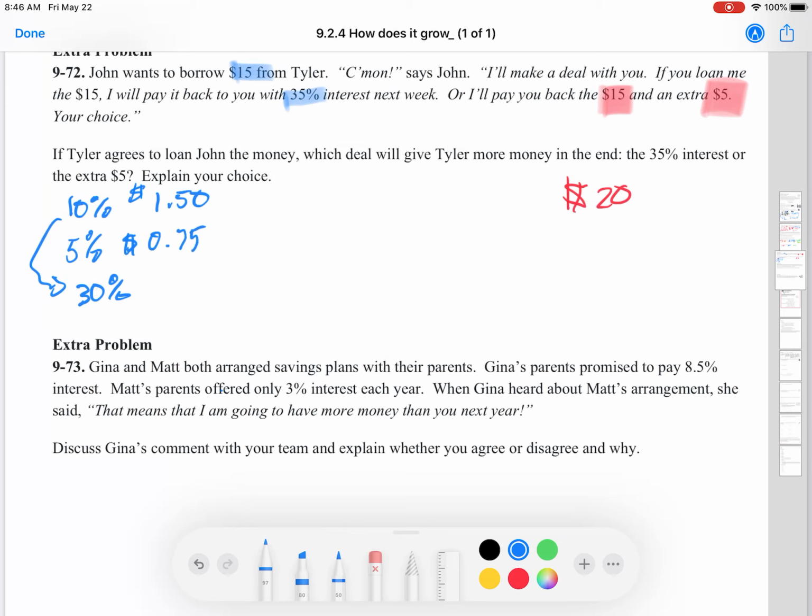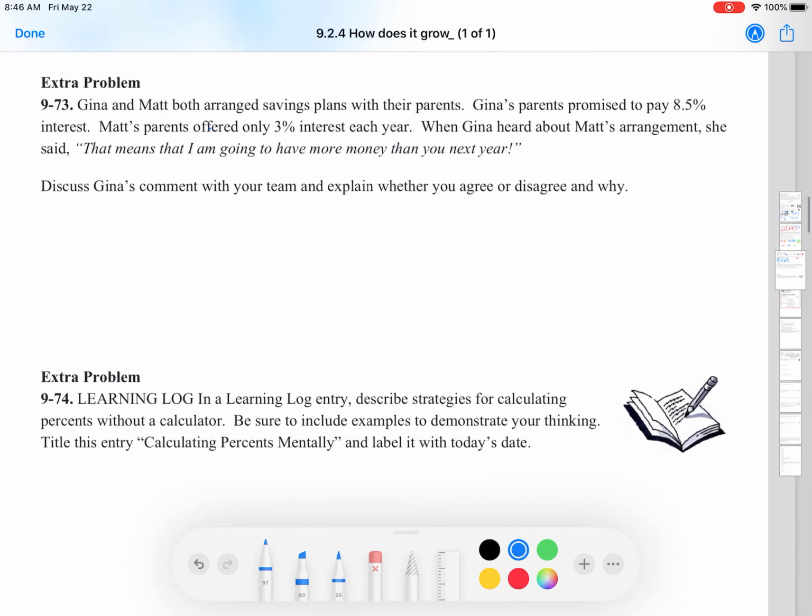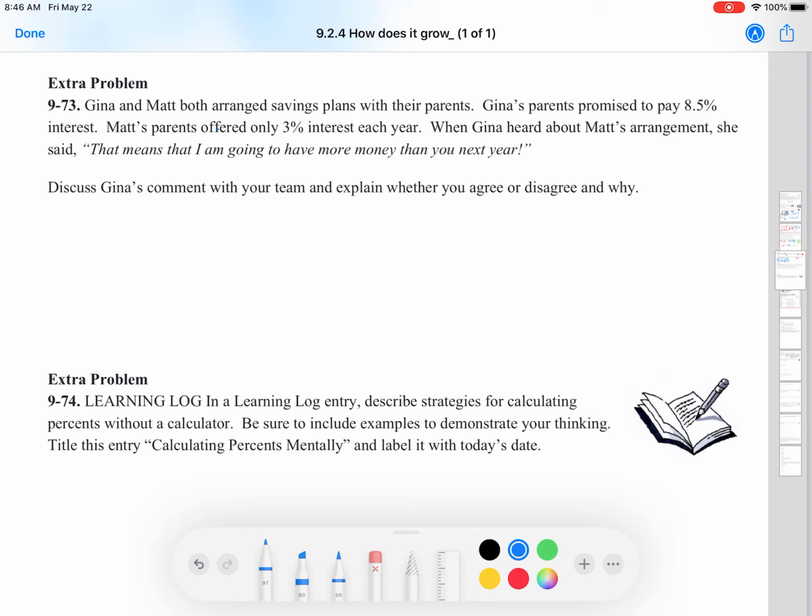And then 30% is 3 times that, so that's $4.50 plus 75, right? Because we need 35%. So 35% is the $4.50 plus the 75. So $4.50 plus 75, right there, right? And what does that give us? $5.25. So what's the better deal, huh? Definitely this 35%.